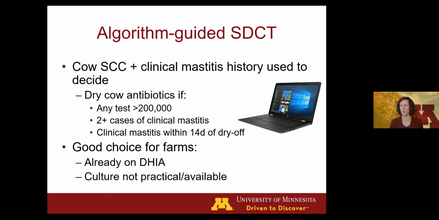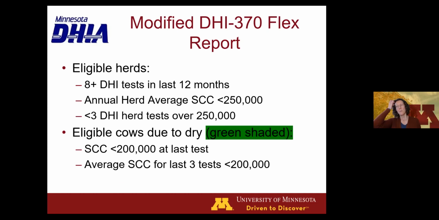This is going to be a good approach for farms that are already on DHIA, where culture is not practical on the farm or available locally for a reasonable cost. And we now have some good data support tools in the industry that can help us with this. Minnesota DHIA now offers this modified 370 flex report for eligible herds. So again, we have herd eligibility criteria. So the herd's got to have at least 8 DHI tests in the last 12 months. Their herd somatic cell count less than 250, and not more than 3 tests where the average was over 250.